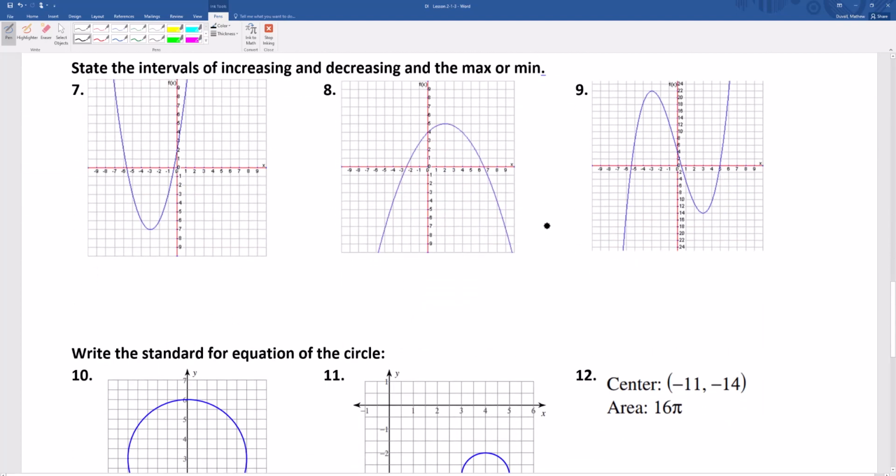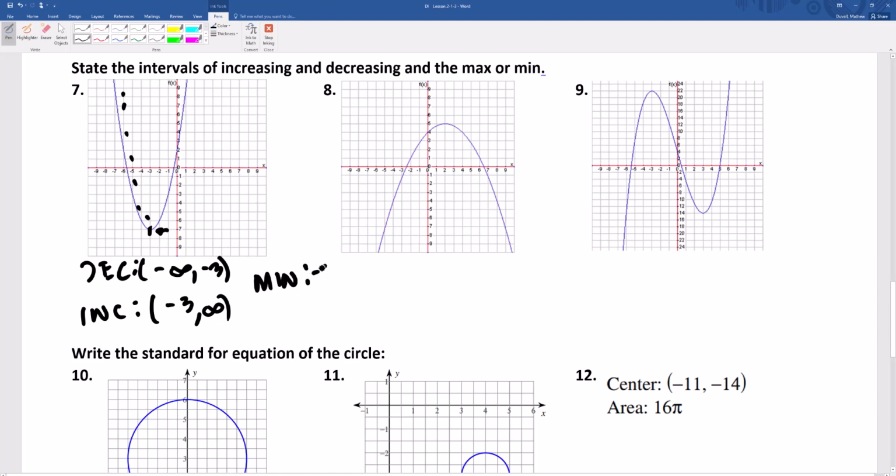Number 7, it says state the intervals of increasing and decreasing and the max and min. So the intervals of decreasing, it's going down till about there, so that's going to be negative infinity to negative 3. The intervals of increasing are going to be from negative 3 to infinity. And then there's no maximum, but there is a minimum, and the minimum is negative 7.